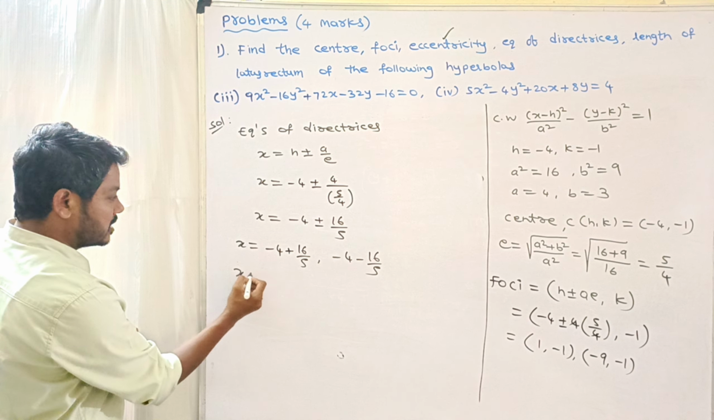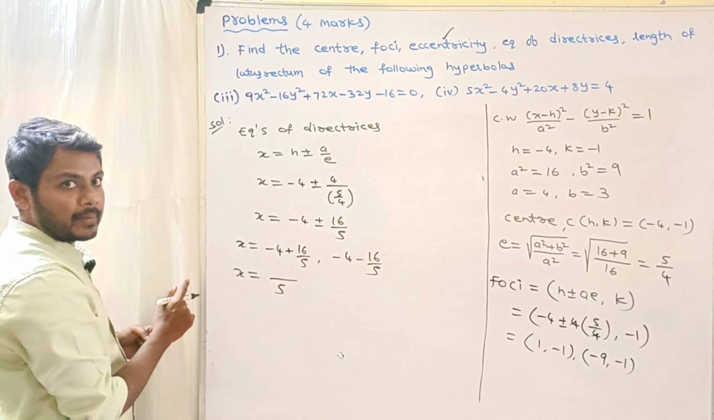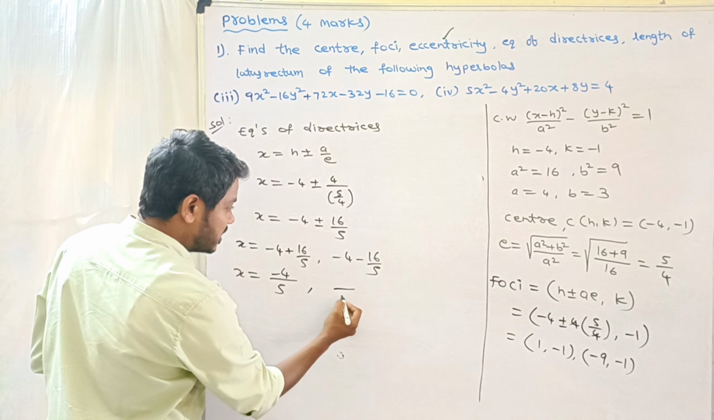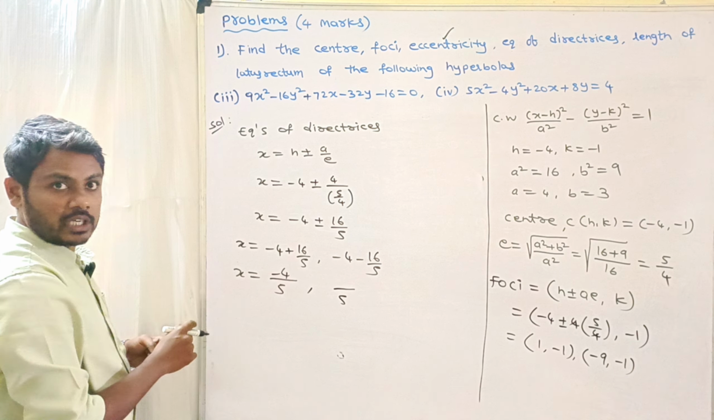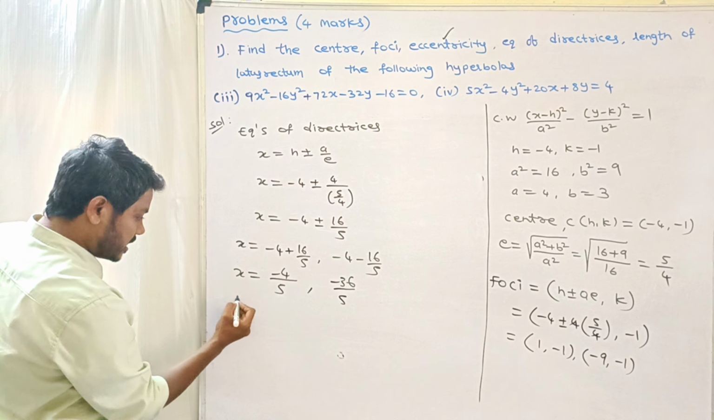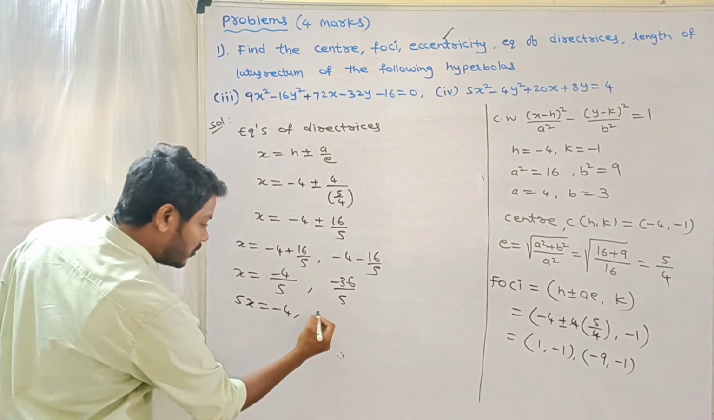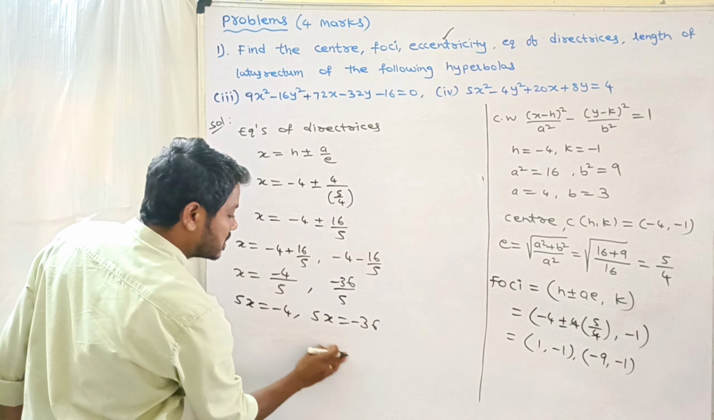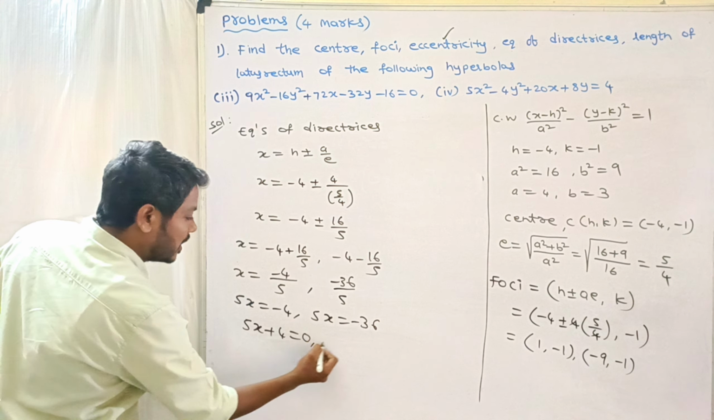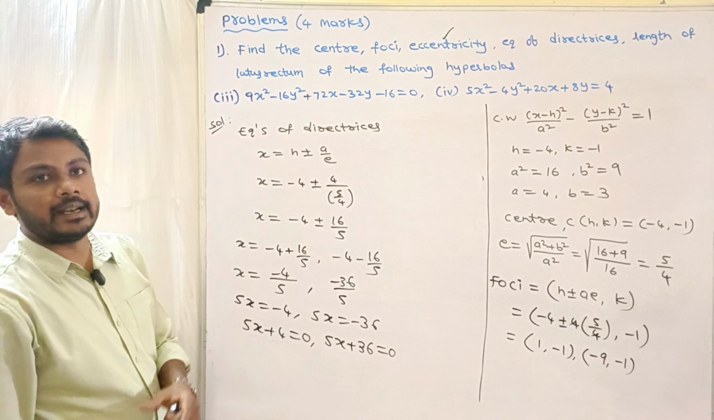So x is equal to, what is the LCM? 5. 5 into minus 4 is minus 20, plus 16, that is minus 4. Next, again what is the LCM? 5, minus 20 minus 16, minus 36. Therefore what are the directrix equations? Cross multiplication: 5x is equal to minus 4, and 5x is equal to minus 36. Therefore 5x plus 4 equals 0 and 5x plus 36 equals 0. So these are the equations of the directrix.